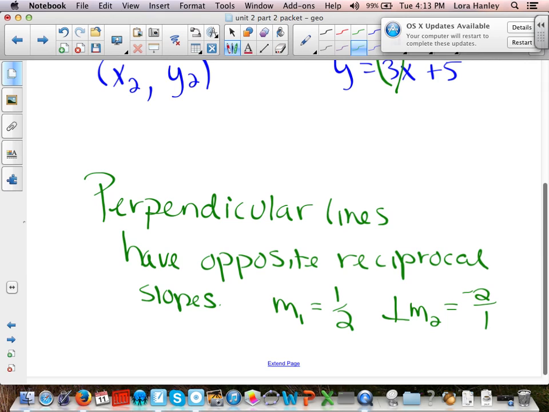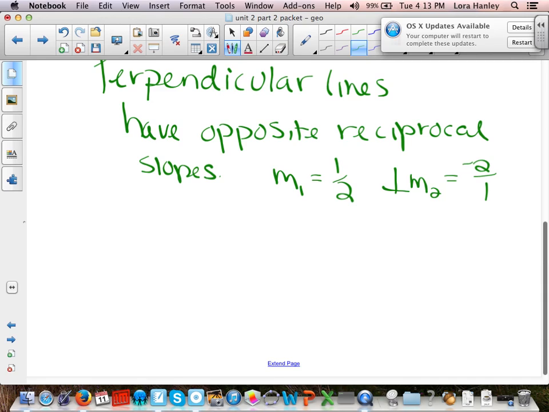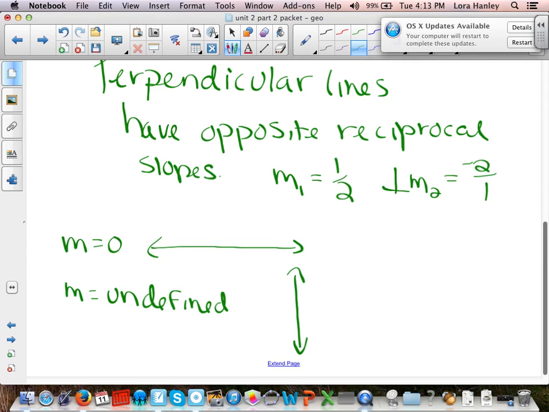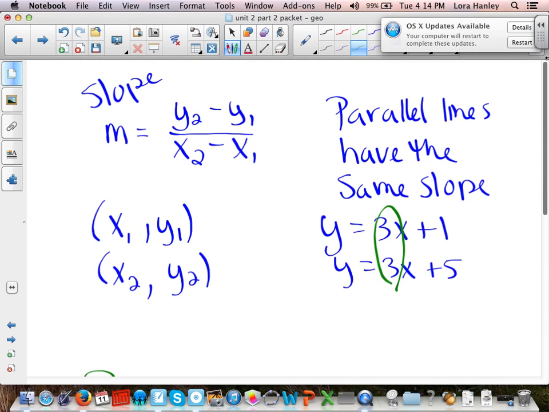We also have a few things we want to mention about slope. Remember, you can have a slope of 0, and that gives you a horizontal line. You can have an undefined slope, which gives you a vertical line. Undefined slopes are dividing by 0, and a slope of 0 would be 0 in your numerator. So when you're simplifying, be careful of those two things. Remember, undefined and 0 slopes will show up. So perpendicular lines have opposite reciprocal slopes. Parallel lines have the same slope.